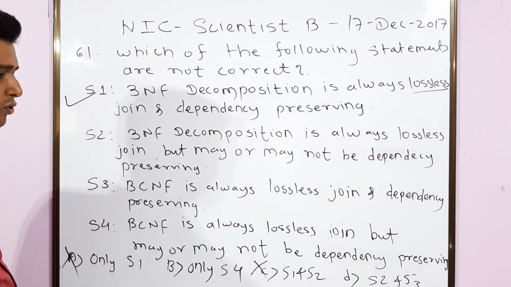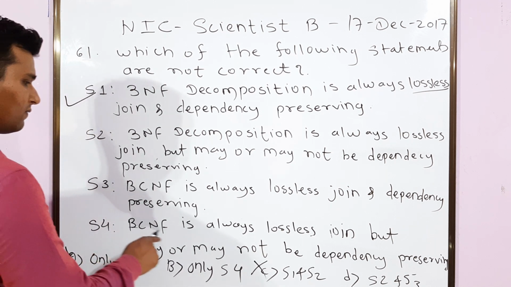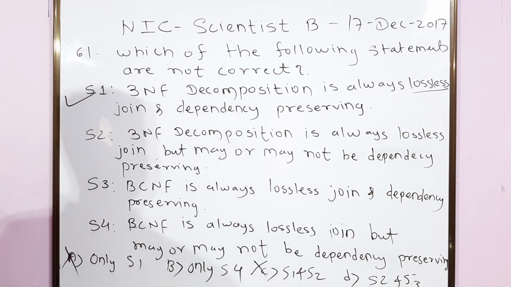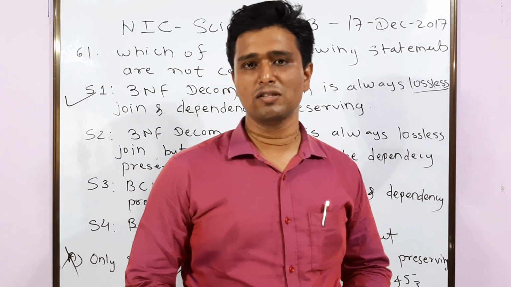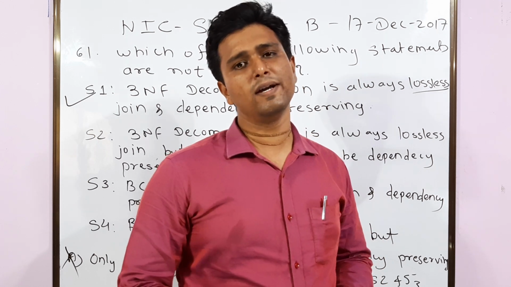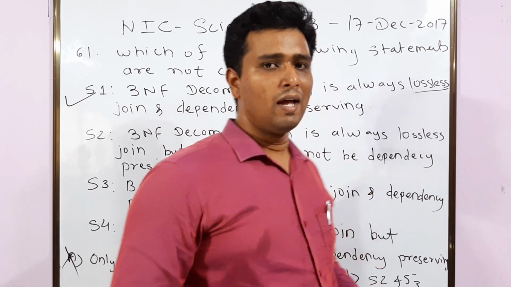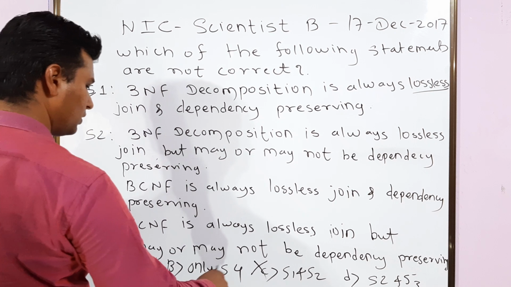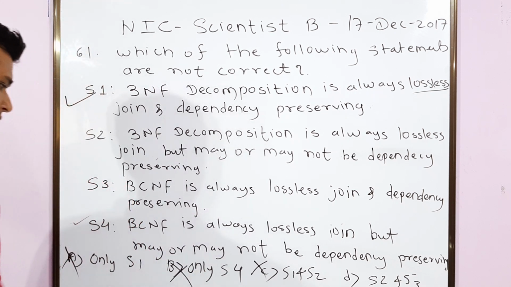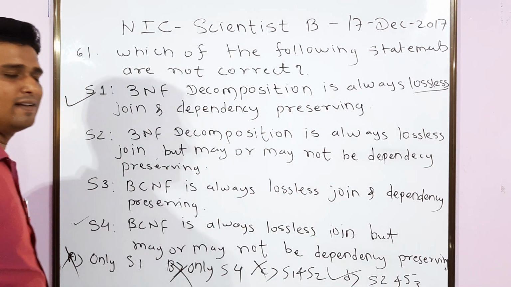Now we have to deal with S4 and S2, S3. Look at the S4 statement. What is S4? BCNF is always lossless join but may or may not be dependency preserving, and that is also correct. Okay, so BCNF decomposition is lossless, that is an essential property, but it may or may not be dependency preserving. That's why we can say that this is also correct. So I will drop the S4 statement. Okay, so now I have removed three options, only one option is left, that is S2 and S3, and that is the correct option.